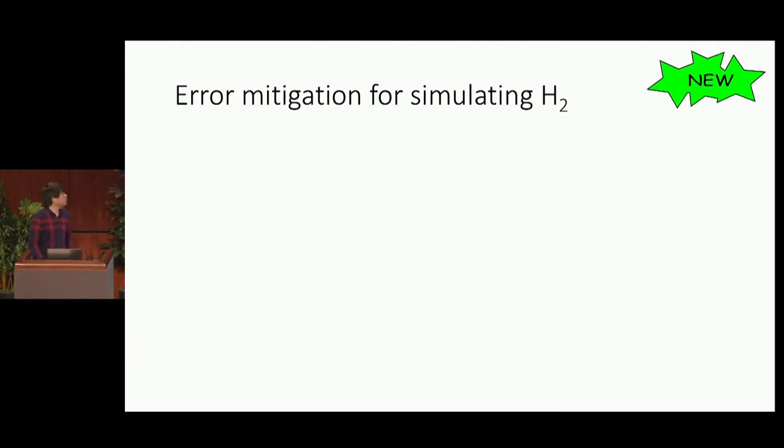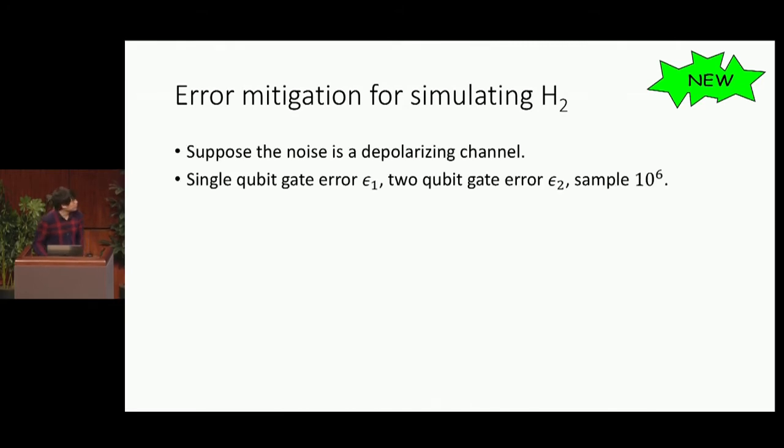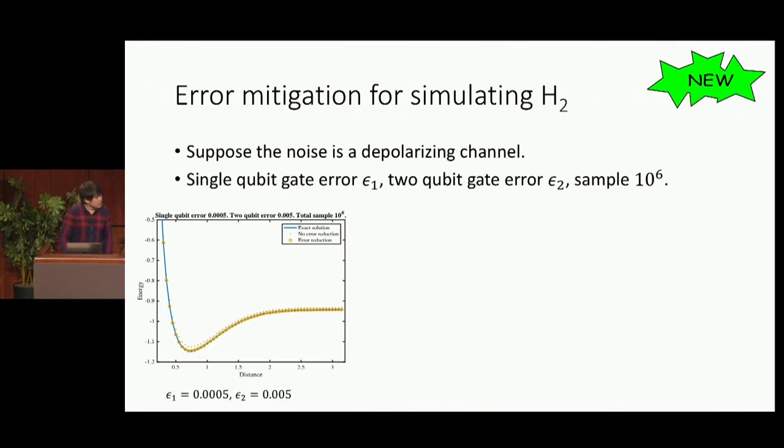Then we consider applying the error mitigation method to the simulation of the hydrogen molecule. Here, suppose that the noise in the simulation is a depolarizing noise channel. In general, it works for an arbitrary channel. And suppose that the error rate for a single qubit gate is the same, and for a two qubit gate is also the same. Here is the simulation result. Here we assume that the single qubit error is 0.0005 and the two qubit gate error is 0.005. Maybe you cannot see very clearly because both results, with and without error mitigation, are quite good.